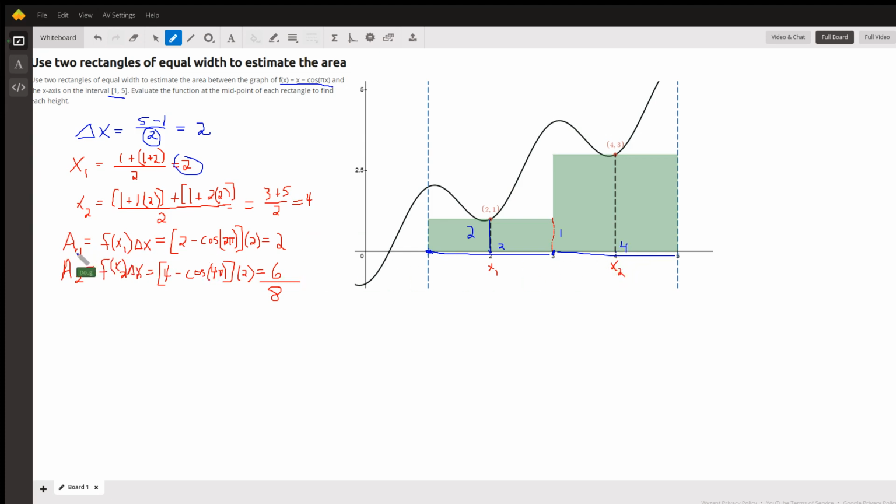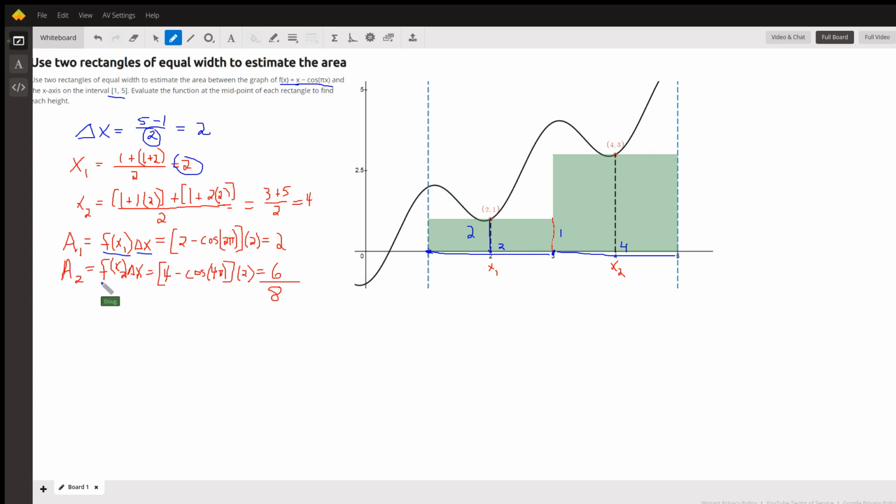And now if we want to find the area of each rectangle, it's f of x sub 1 times the width of each rectangle. So if I put x sub 1 into f of x, I'll have 2 minus the cosine of 2 pi. Cosine of 2 pi is 1. 2 minus 1 is 1. 1 times 2 is 2. And that matches what we had over here in our picture.